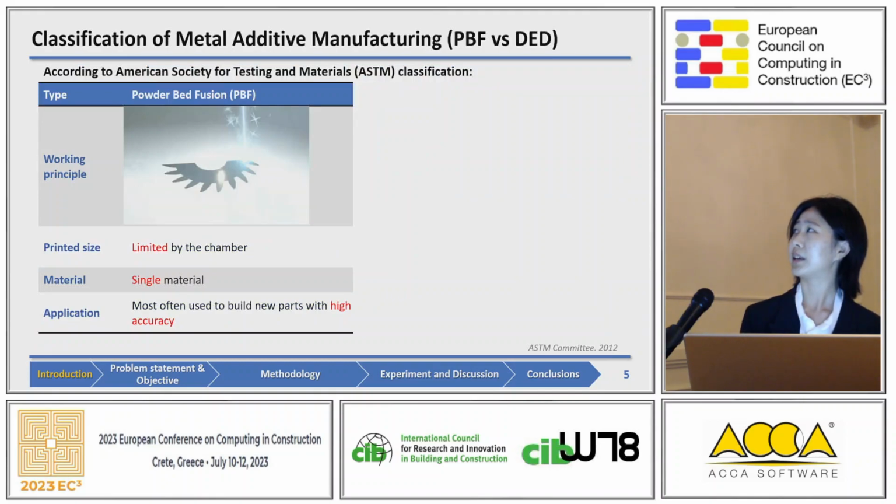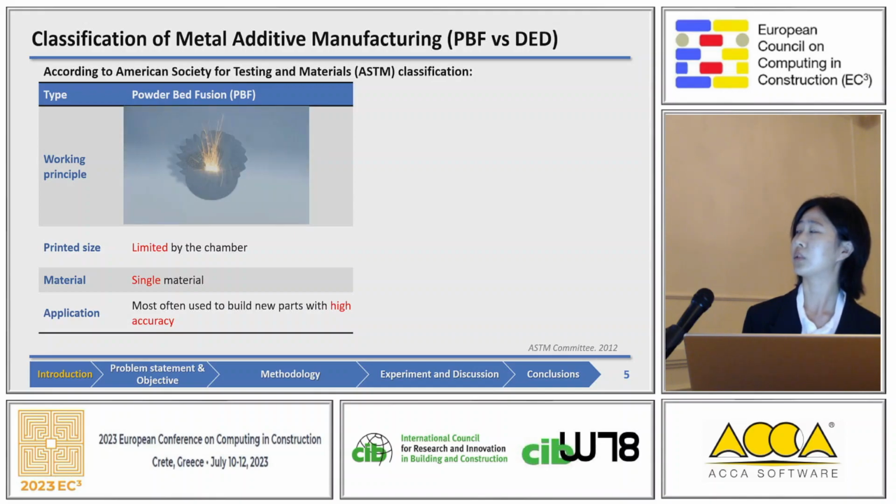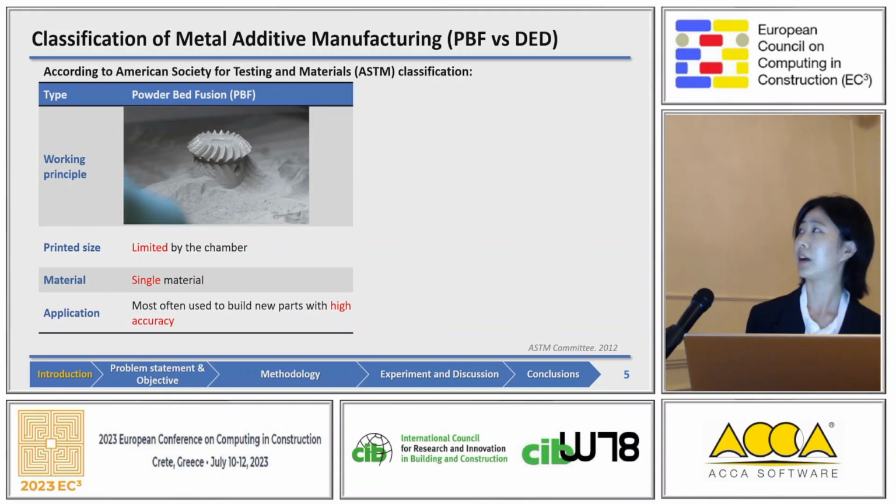So let's go deep to see what are the major technologies of the metal 3D printing. There are 2 major groups. First is powder bed fusion. And it works like this: a layer of powder is spread on the bed and fused by a laser. And when one layer is finished, the bed will lower down and another layer will be formed. And in this way, the printed size is limited by the chamber, and only single materials can be used. But it has very high accuracy, so it is most often used to build new parts, which require high accuracy.